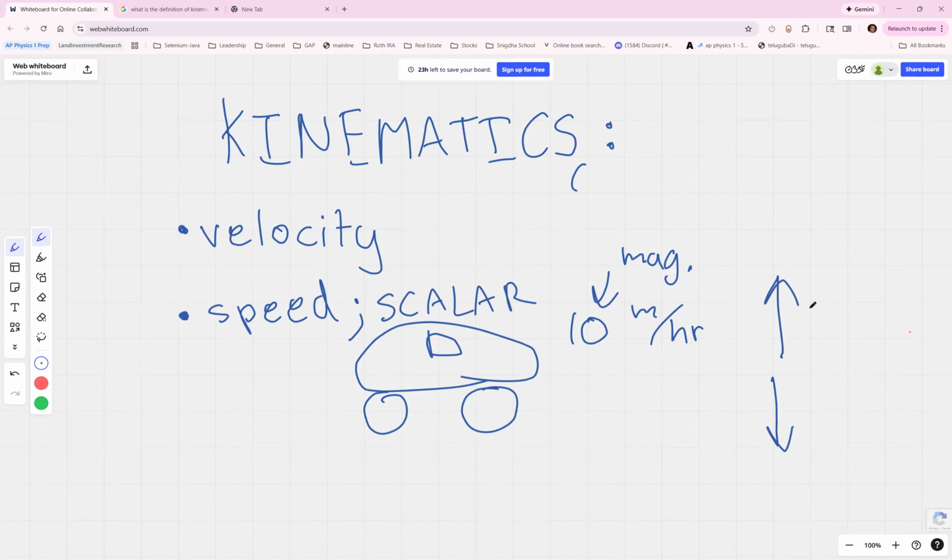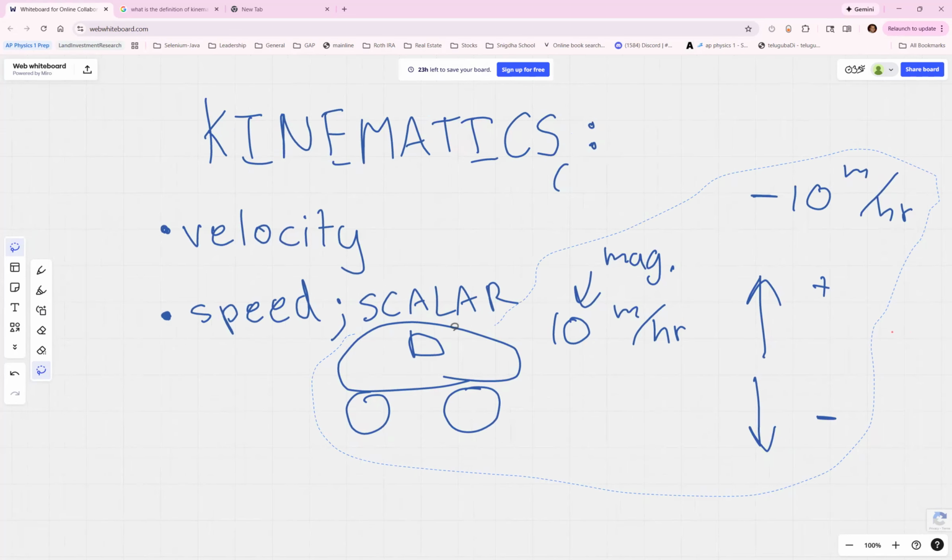So let's say you define the car going forward as the positive direction and the car going backward as the negative direction. And let's say this car is also traveling 10 miles per hour. If it was going forward, the velocity of the car would be positive 10 miles per hour. But if it's going backwards, then it's negative 10 miles per hour. So in velocity, the direction is really important and it can change a lot of your calculations. So now we're going to talk about how we usually measure velocity in physics.